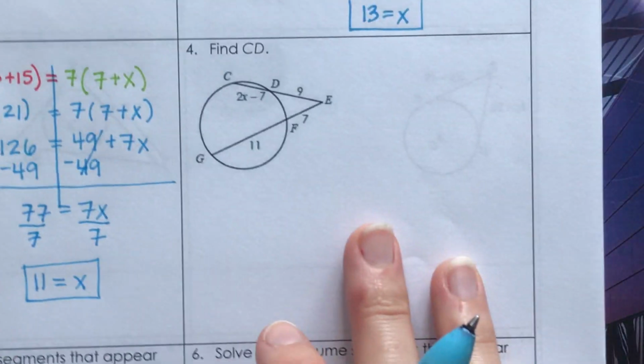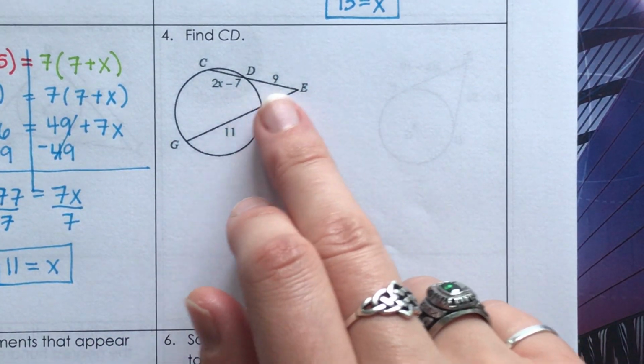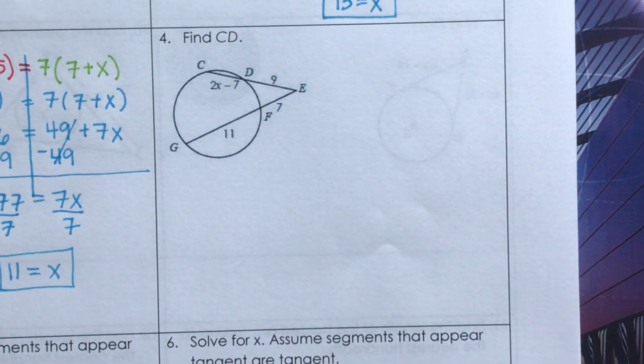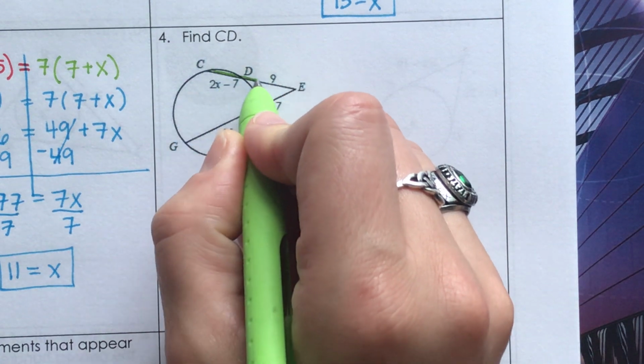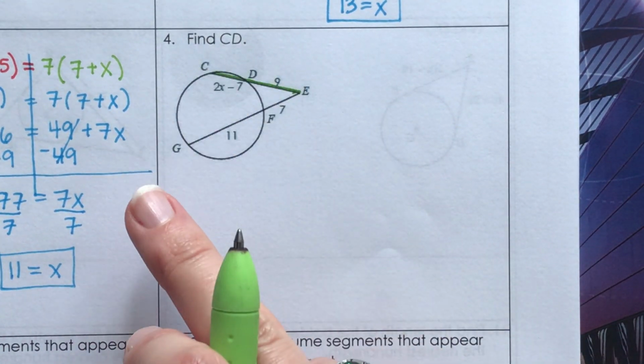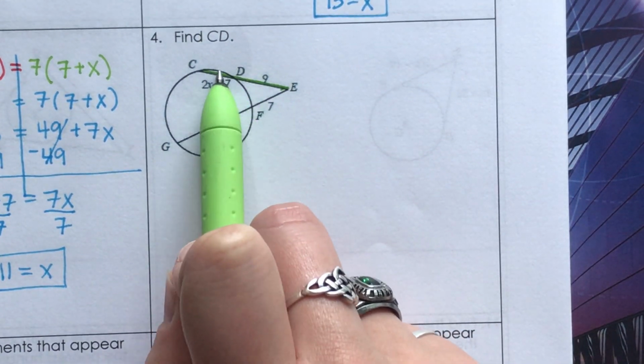Okay, number 4. Same sort of setup, but this time I've got some pieces that are on the outside and the inside, but my inside pieces happen to be some equations here. And it also asks me to find CD. It doesn't ask me to find just x. I have to find x first, and then I have to plug it into the CD.